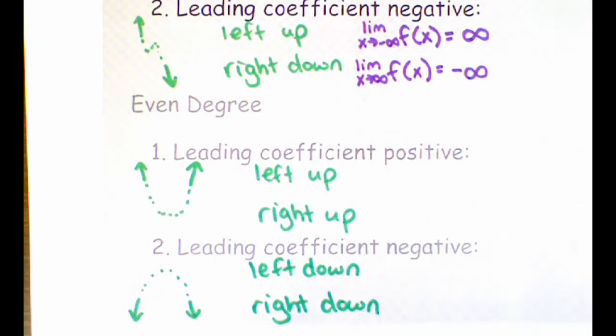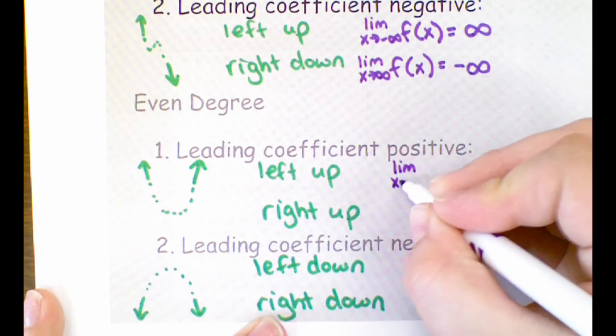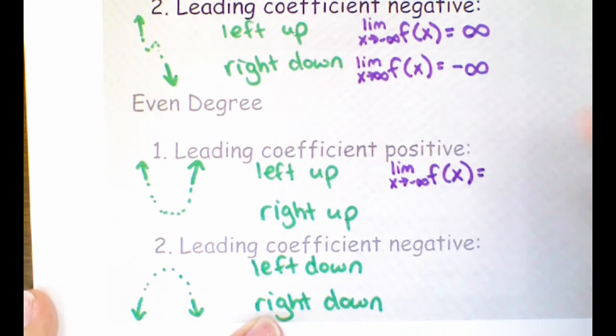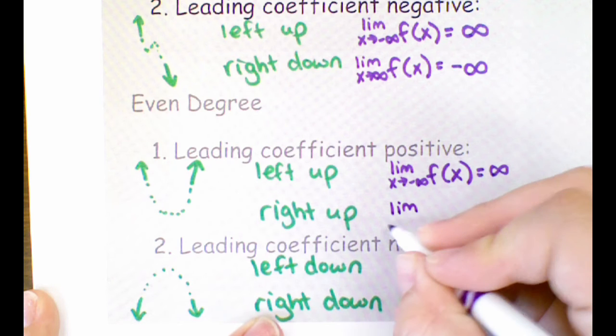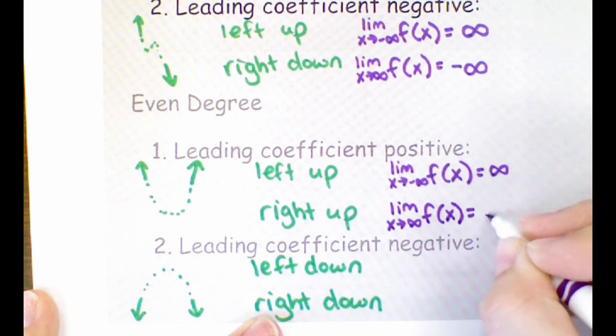That's the simple way to say it, but with our math symbols, for the left side, we say the limit as x approaches negative infinity of our function. Since it goes up, that is positive infinity. And the right side is the limit as x approaches infinity of our function. It goes up, so that's infinity.